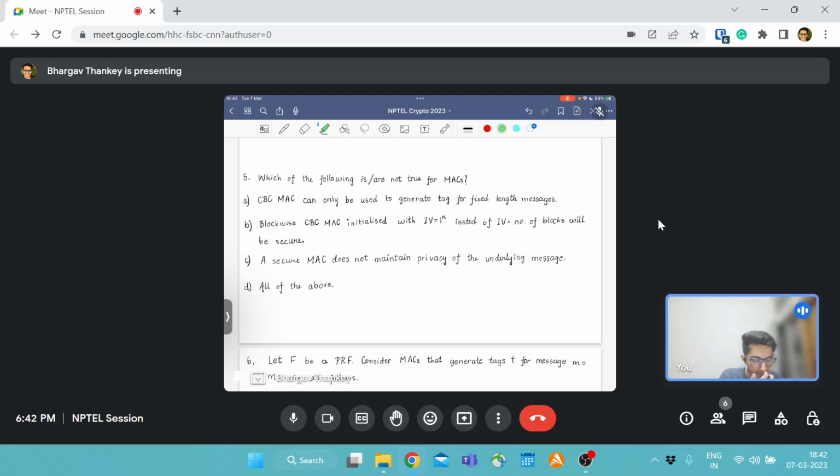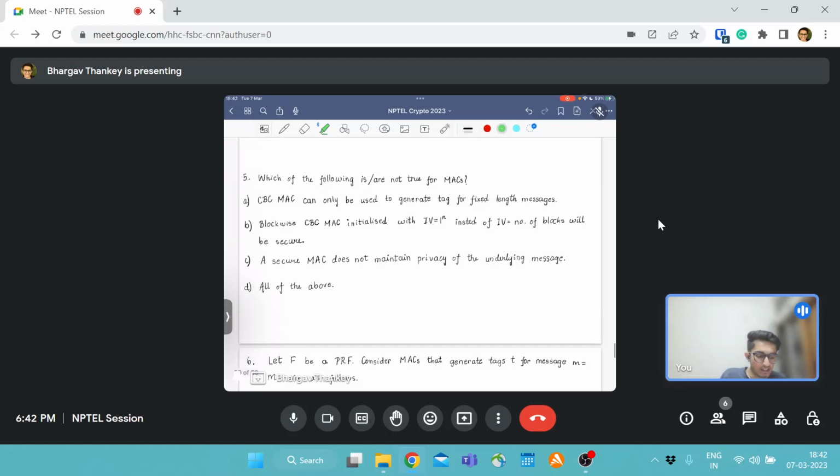What about option B? Blockwise CBC MAC initialized with the initialization vector 1^n instead of the IV being the number of blocks will be secure. Not exactly. As we saw in class, if we use the IV to be 1^n or 0^n or anything like that, then our resulting MAC would just be prefix-free secure. So that was the first step, the construction of CBC MAC.